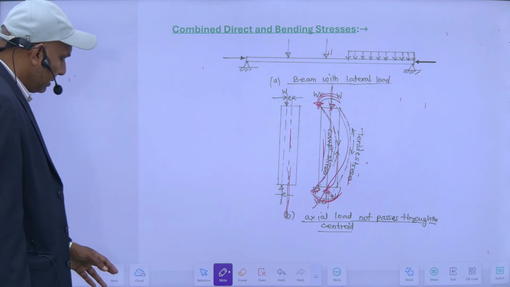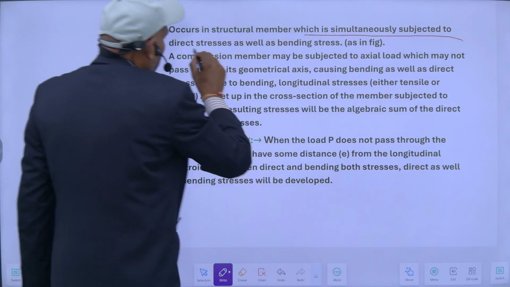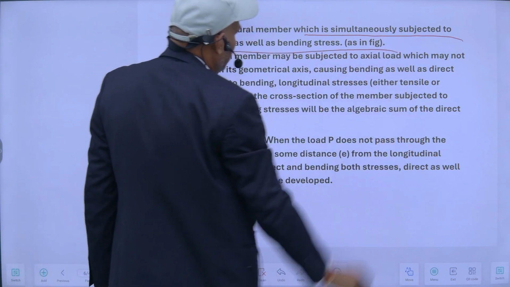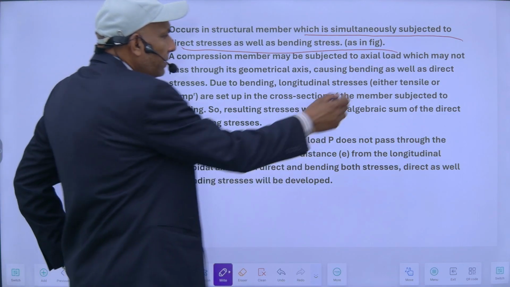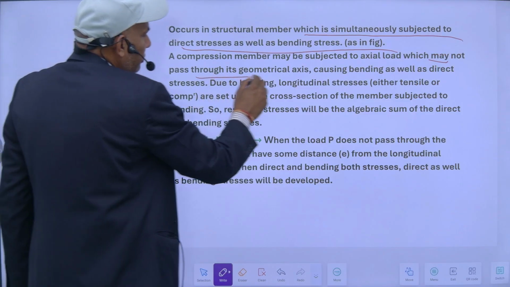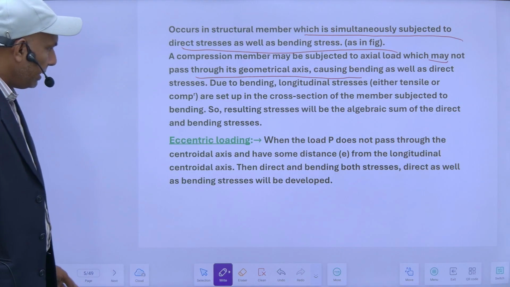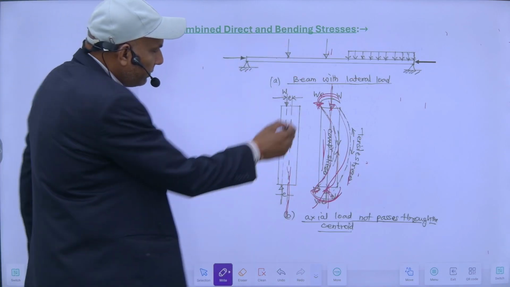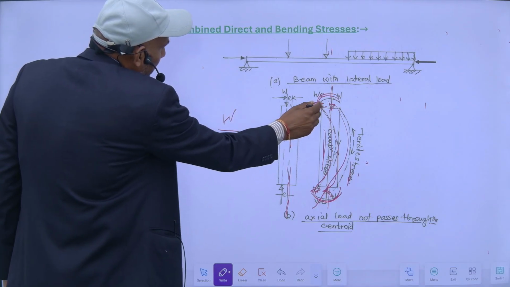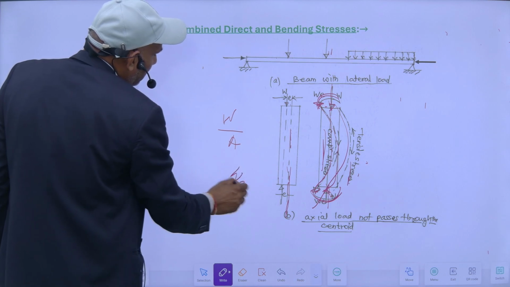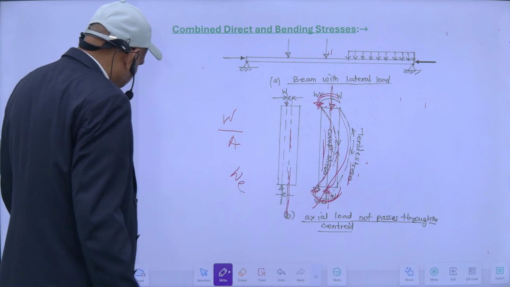Combined direct and bending stresses occur in a structural member which is simultaneously subjected to direct stresses as well as bending stresses, such as in the figure. A compression member may be subjected to an axial load which may not pass through its geometrical axis, causing bending as well as direct stresses. Here direct stress is because of this W, that will be load upon area, and due to this moment also, which is this WE. So this is also creating bending stresses.